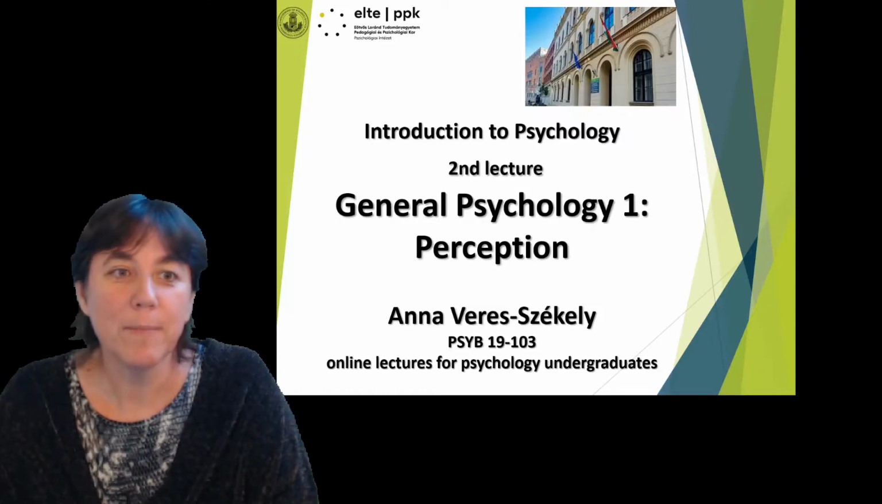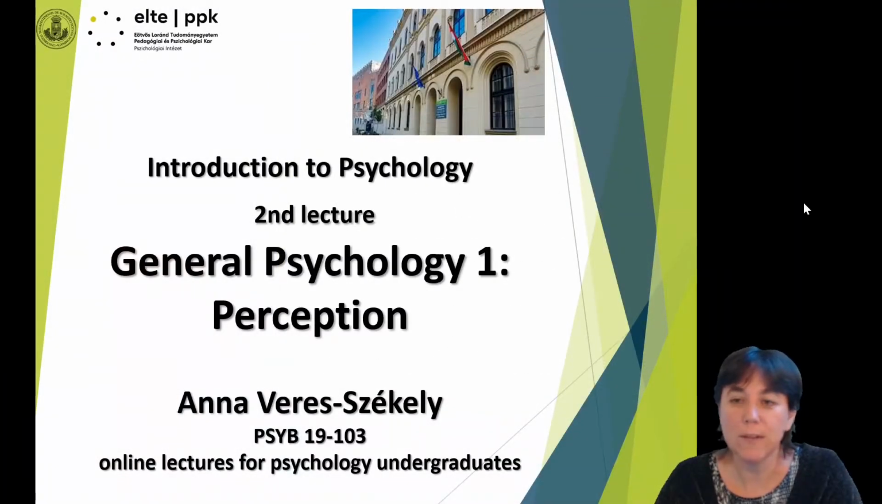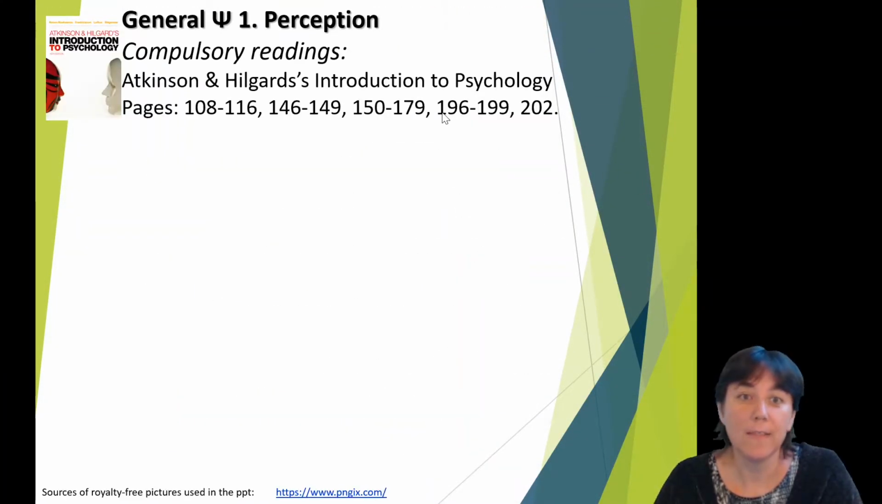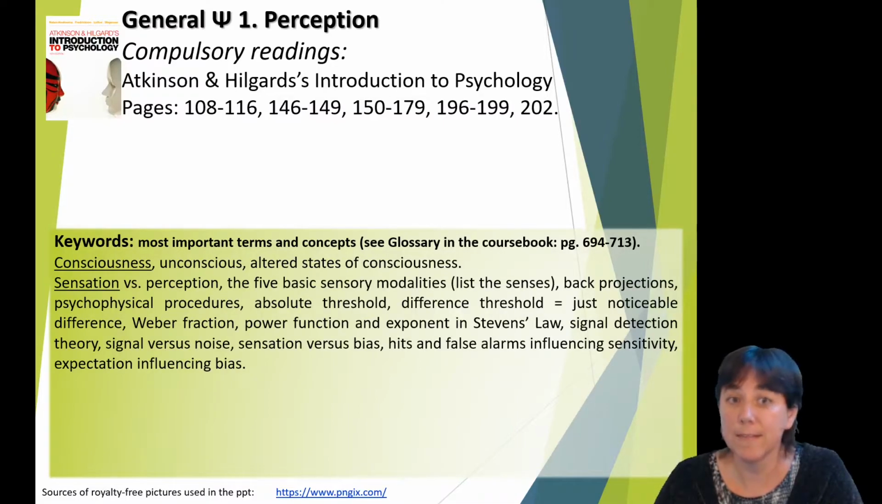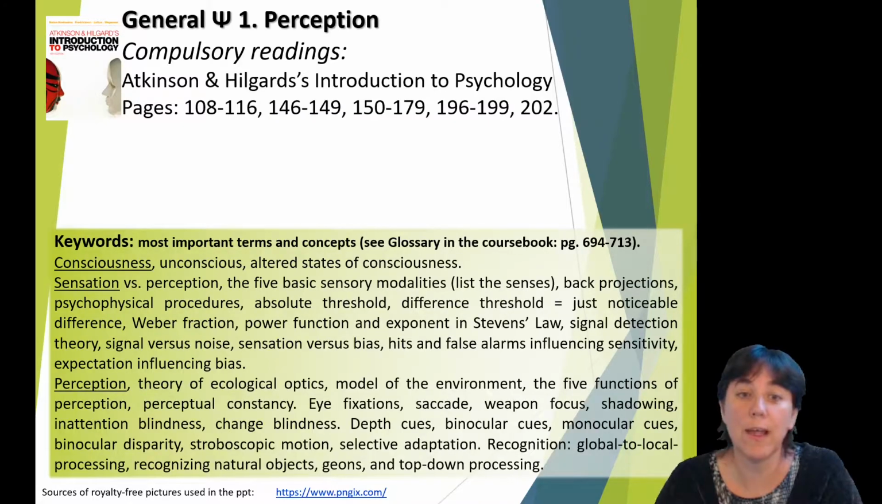So let's start by reviewing what you need to read. These are our readings from our course book, but I also highlighted keywords as usual, and they're given to you based on how they appear in the chapter. So first, consciousness, then sensation, it's another chapter, and perception. So these are from three main chapters in the book.